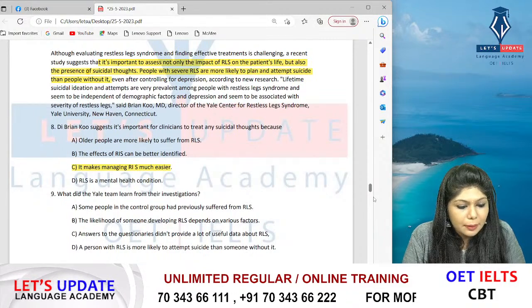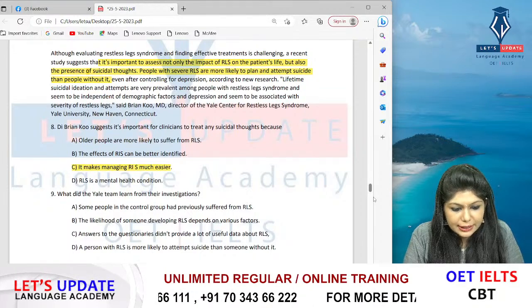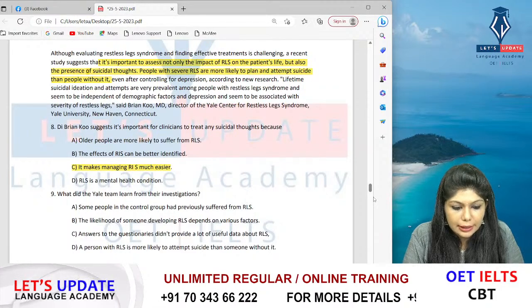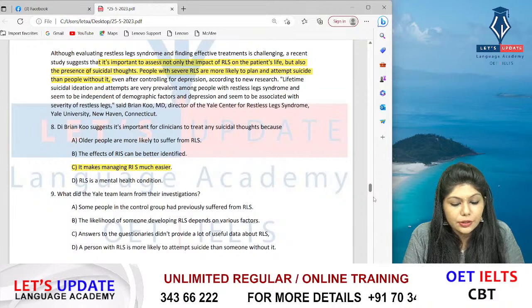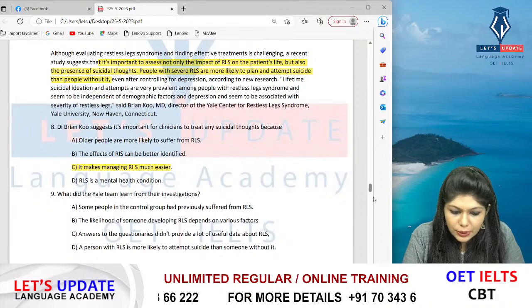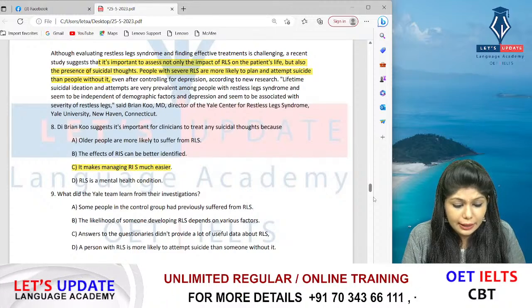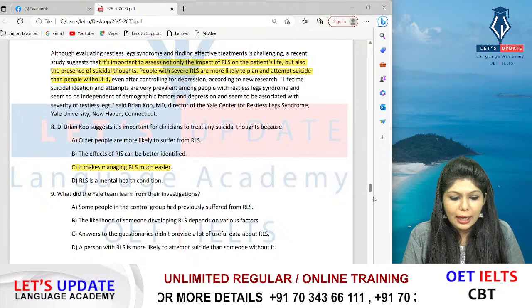I'm just going to read the question and the answer options. What the Yale team learned from the investigation? Option A, some people in the control group had previously suffered from RLS. B, likelihood of someone developing RLS depends on various factors. And C, answers to the questions didn't provide a lot of useful data about RLS. And D, a person with RLS is more likely to attempt suicide than someone without it.